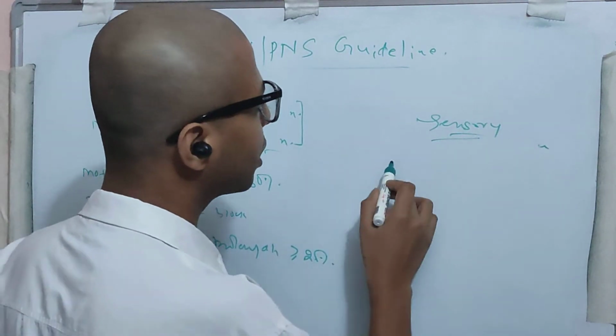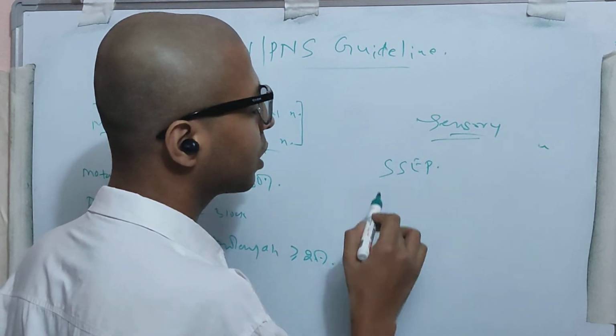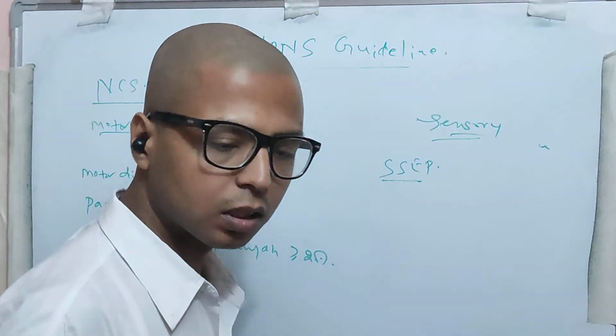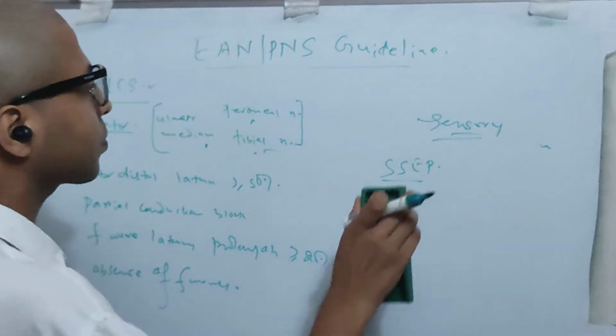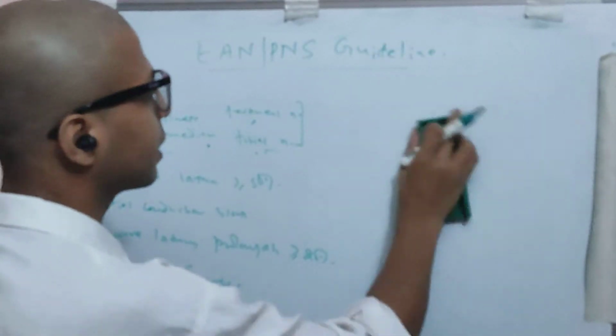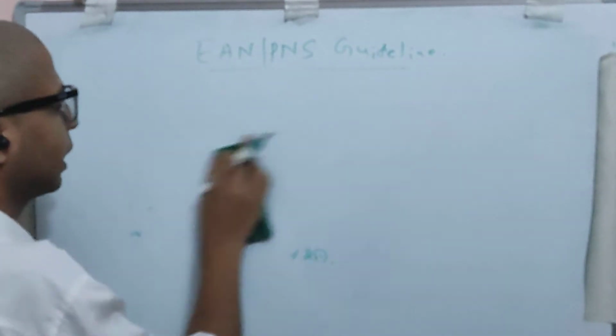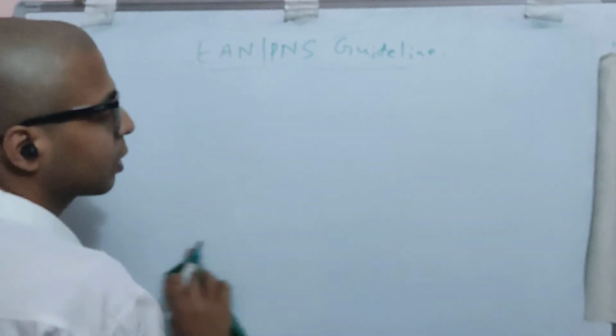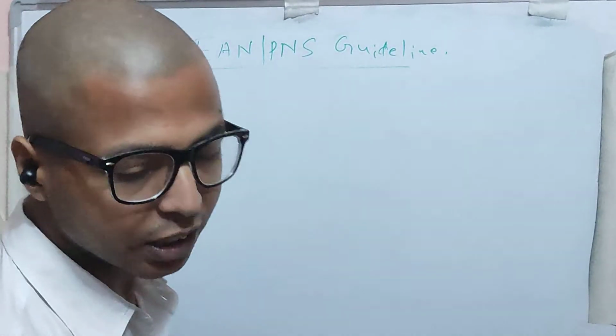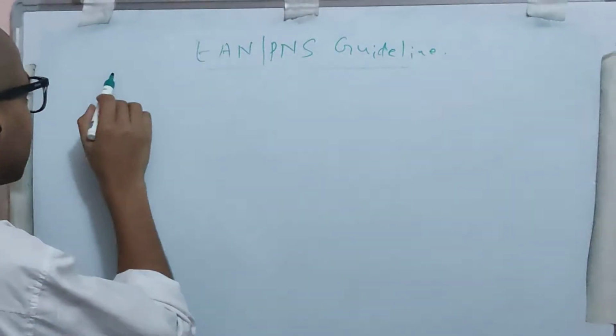In the sensory component, somatosensory evoked potential is decreased and sensory conduction block is there. But this is the supportive criteria. The sensory component comes under supportive criteria, guys. So we discussed electrophysiological criteria. Now let's talk about supportive criteria.